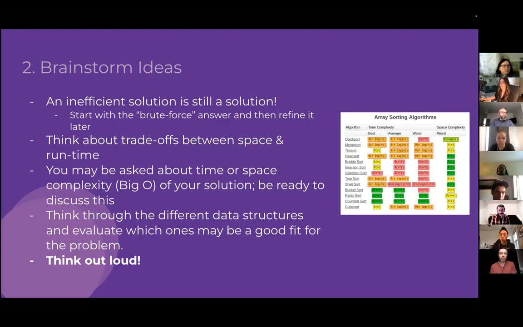But most importantly, throughout the whole brainstorming process, make sure to think out loud. Whenever you're coming up with an idea, even if it's not the right idea, don't be afraid to just blurt it out and communicate what it is that you're thinking and what your ideas are. Even the ones that you don't end up using, that's fine too, because that's all data, that's all information for the interviewer to take in about your thought process.